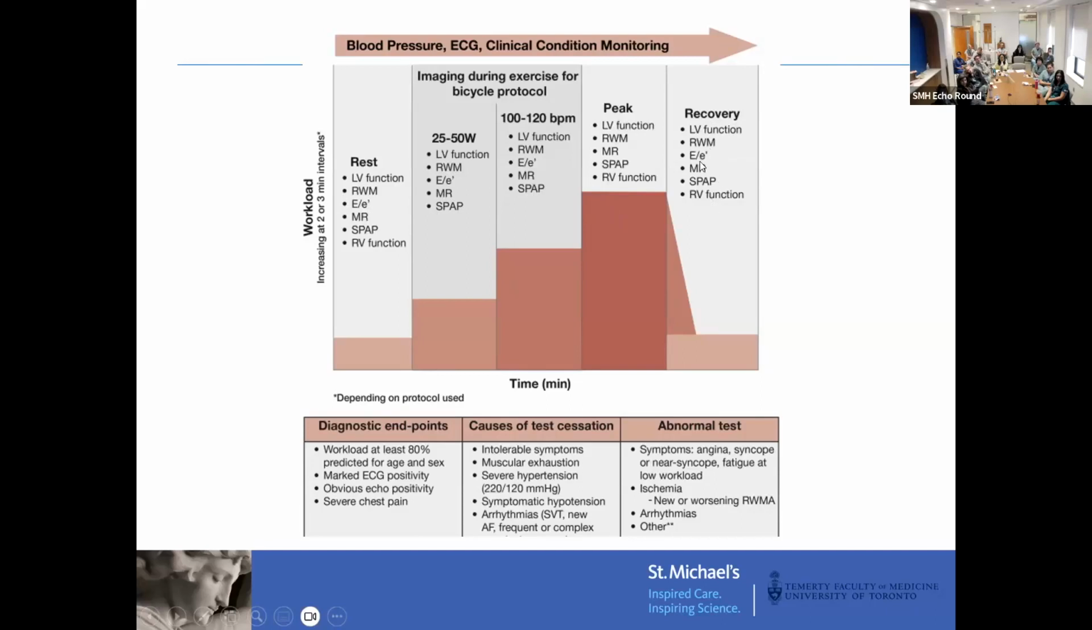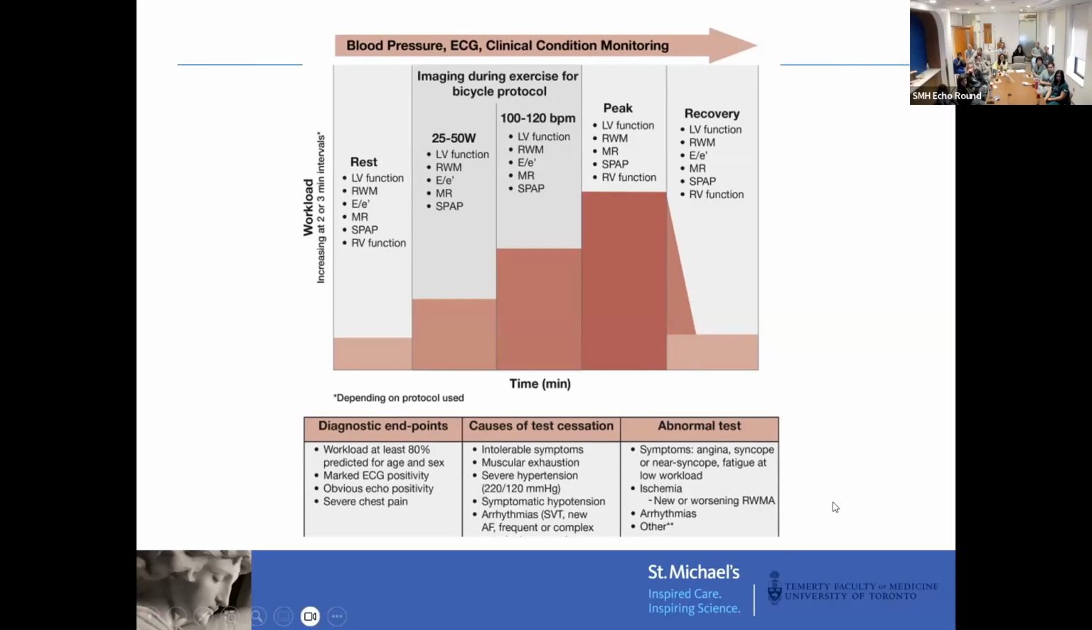So just repeating all of those parameters once the heart rate has come back down. What are some of the endpoints? We spoke about this already. If the patient achieves 80 to 85% of the predicted workload, if they have clearly abnormal ECG changes or obvious echo changes, or if they're significantly symptomatic, whether that's angina, shortness of breath, pre-syncope, signs of hypoperfusion, extremely severe hypertension, or hypotension, even more importantly, a drop of 10 or more, or if they have significant arrhythmias, those are all reasons to stop the test.